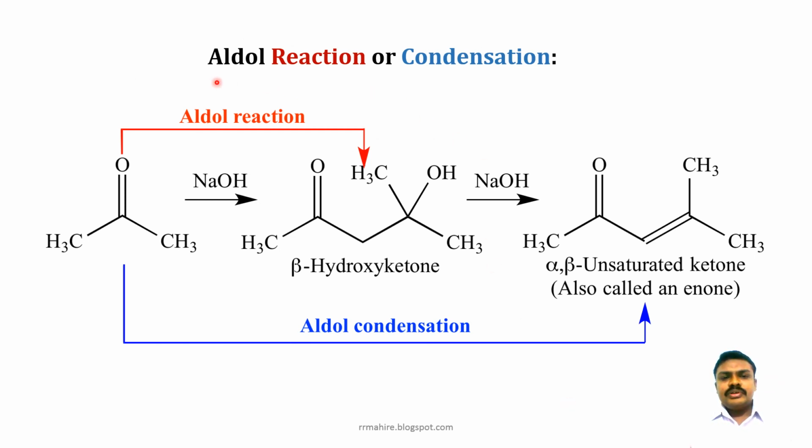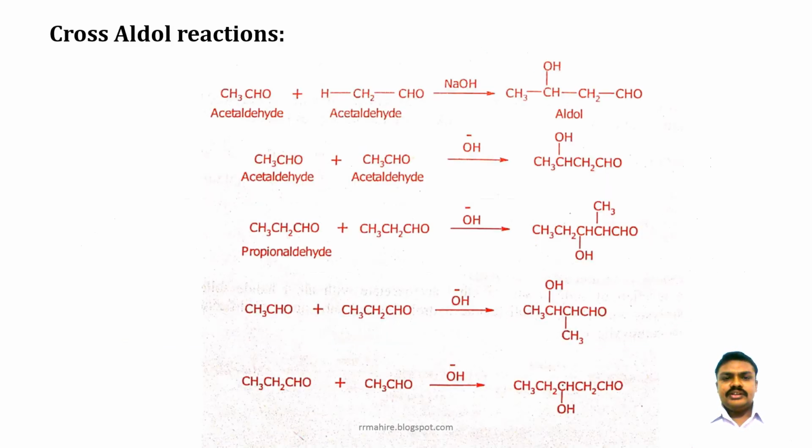See, this image clearly shows the difference between the aldol condensation and the aldol reaction. From the aldehyde we get the beta hydroxy ketone, that is the aldol reaction, and from the aldehyde in the presence of basic conditions, via the formation of the aldol, we get the alpha beta unsaturated ketone, also called an enone, that is nothing but the aldol condensation.